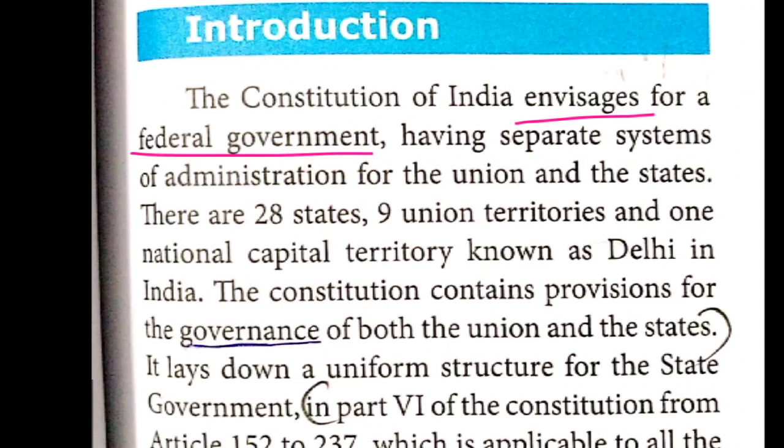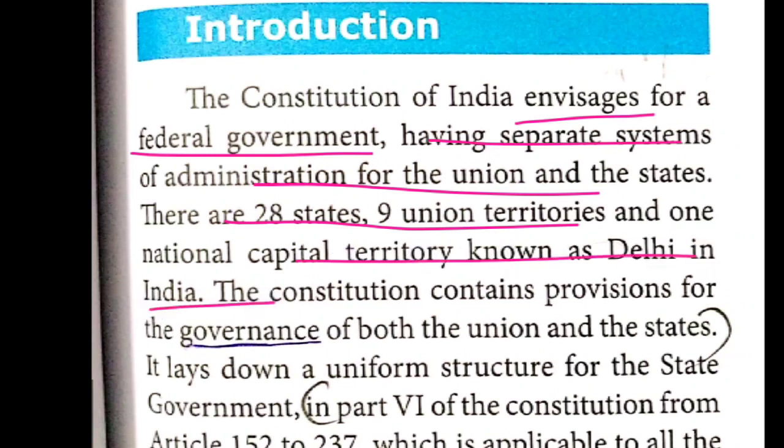It has separate systems of administration for the union as well as the state. Union government is otherwise called central government, and states means state government. How many states are there in India? 28 states are there and 9 union territories, and one national capital territory, that is Delhi. So 28 states, 9 union territories and one national capital territory, Delhi.